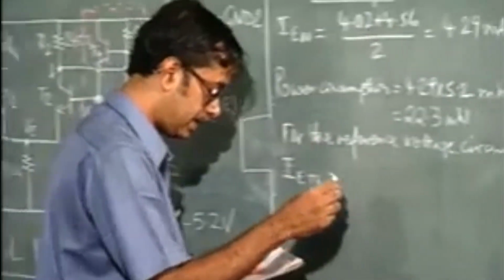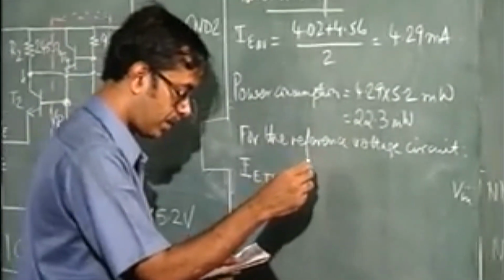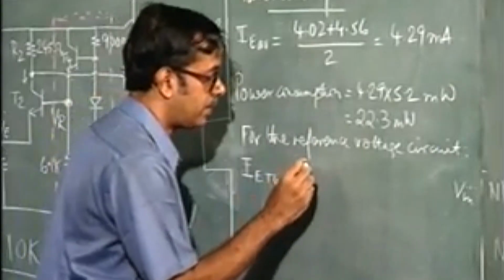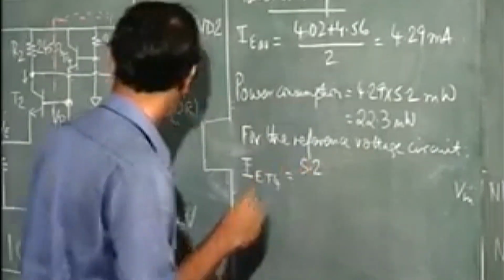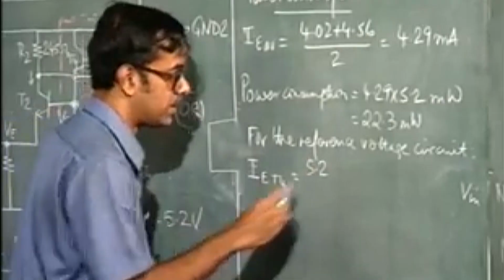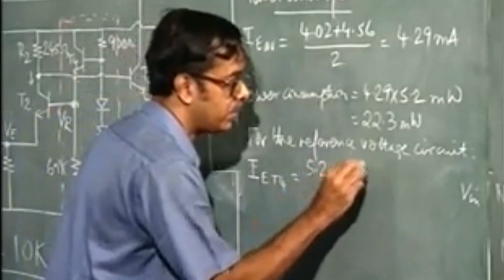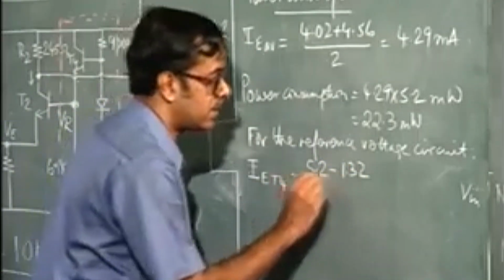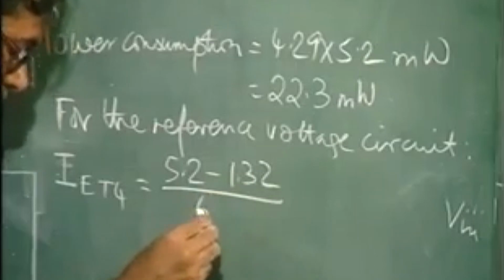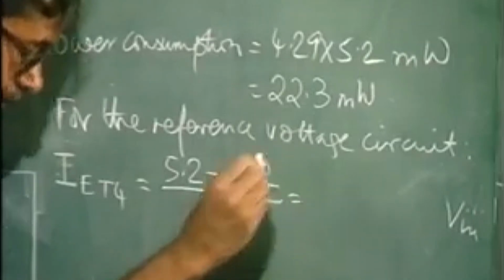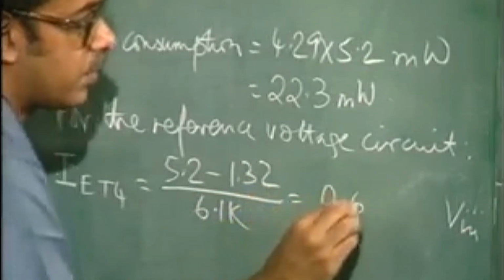So, the difference between the reference voltage and the supply: 5.2 minus 1.32, that is the drop across that resistance, divided by 6.1 K, that is equal to 0.64 milliamperes.